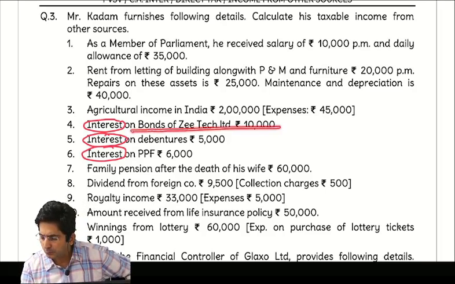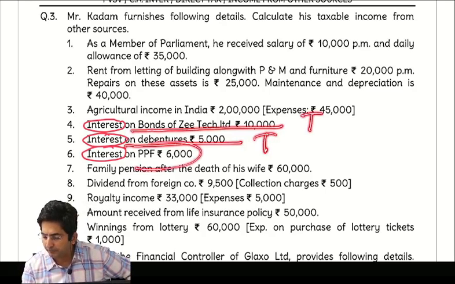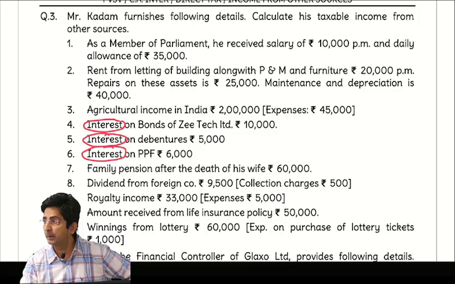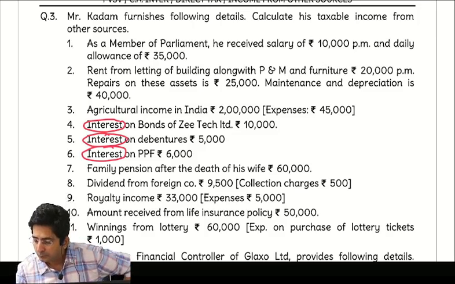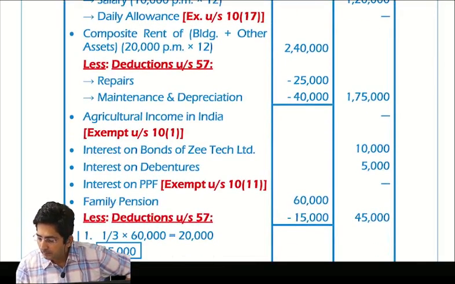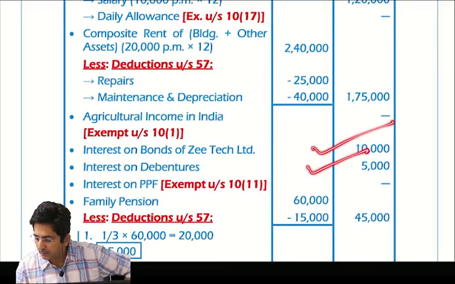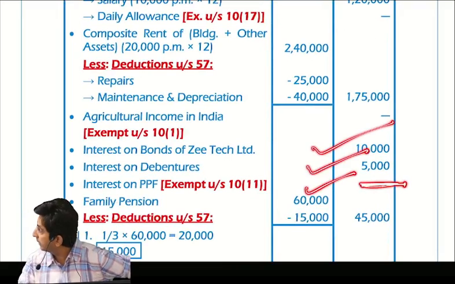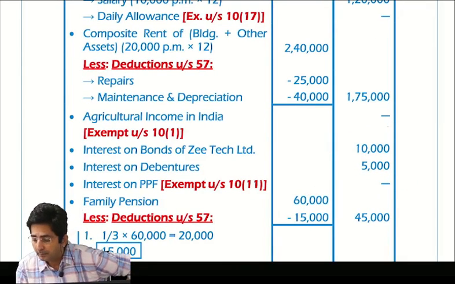So this is also not in GPS, this is also not in GPS, both are taxable. But PPF is from GPS, exempt under section 10(11). So check the answer. The first 2 interests were taxable and the third one was exempt under section 10(11). Correct?